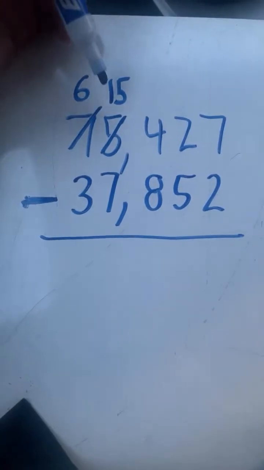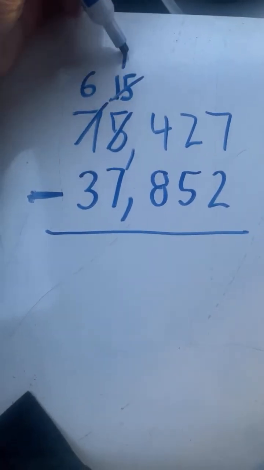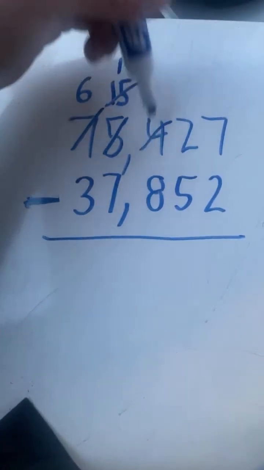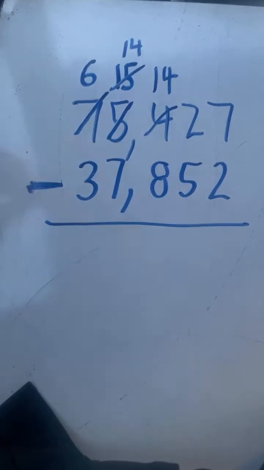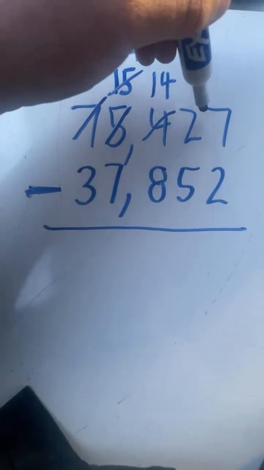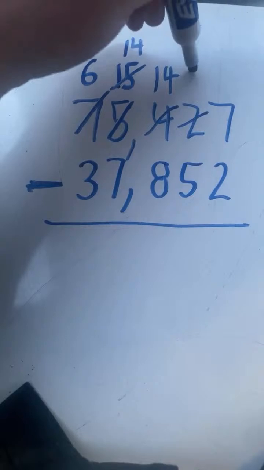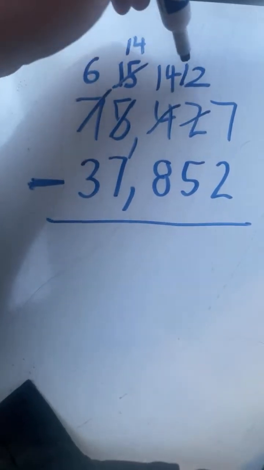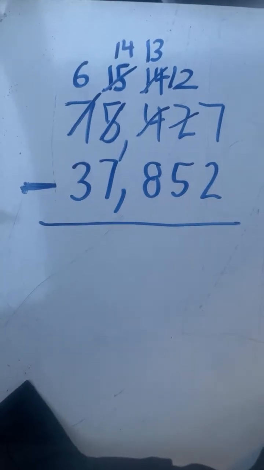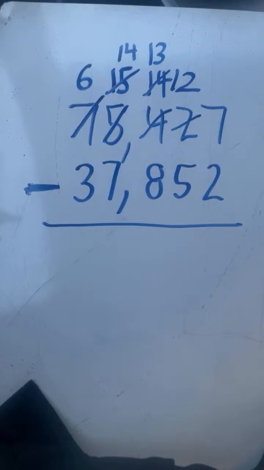Now in the hundreds place, we're going to take a 10 from the thousands place. So the 15 is going to become a 14. The 4 is also going to become a 14. Now looking at the tens place, we're going to add a 10 to the tens place. So the 2 is going to become a 12. And the 14 is going to become a 13. So now we are ready to subtract. All the top digits are bigger than or equal to the bottom digits. So we can now subtract.